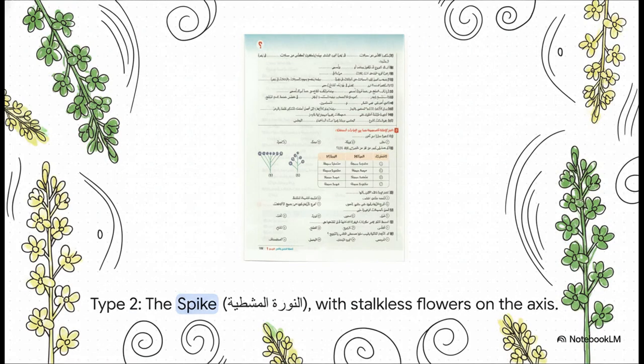Next up is the spike. So what's the big difference between this and the raceme? Well, look closely. The flowers on a spike, they have no stalks, none. They're attached directly to that central axis. And what that does is create this much more compact, dense, and often really dramatic-looking arrangement.